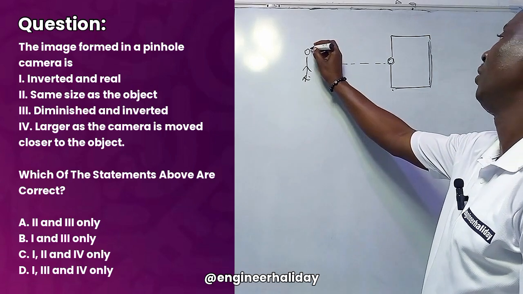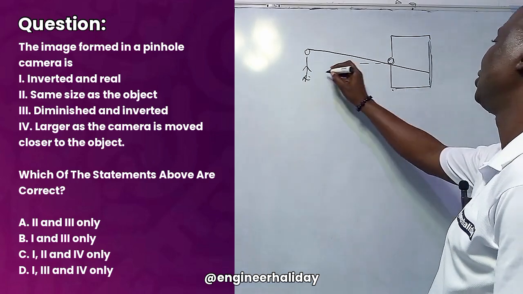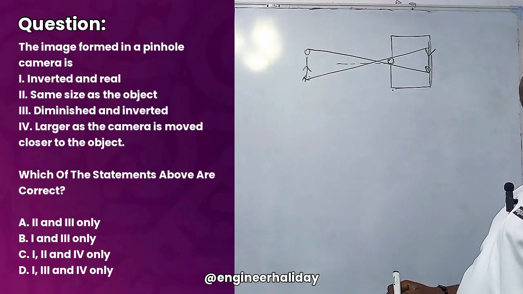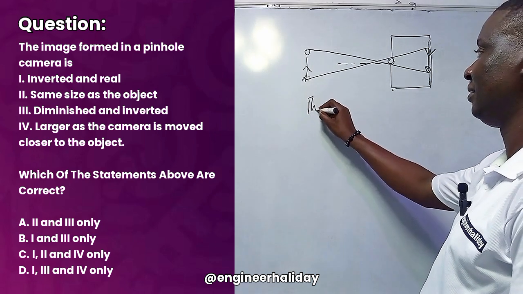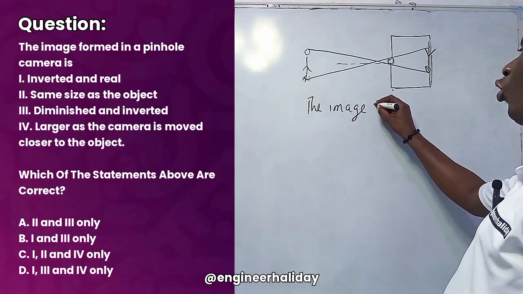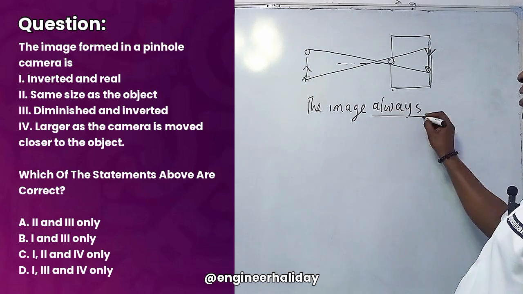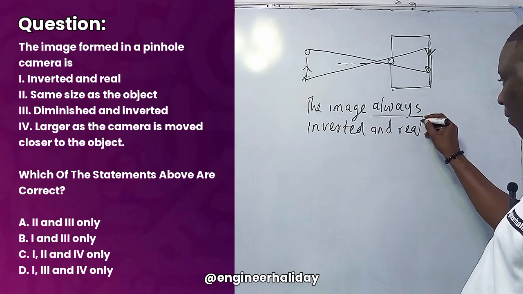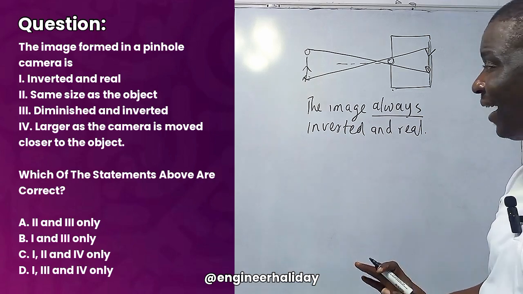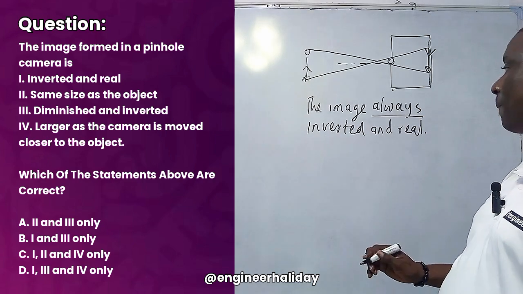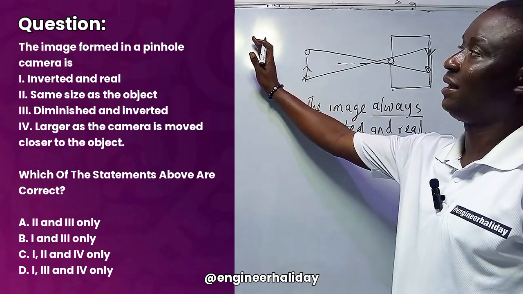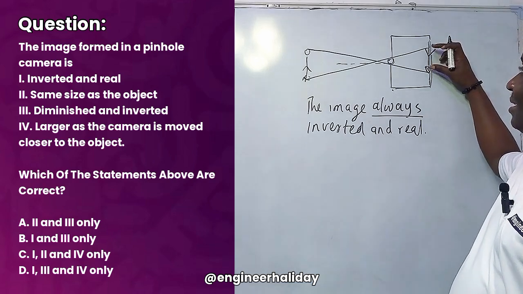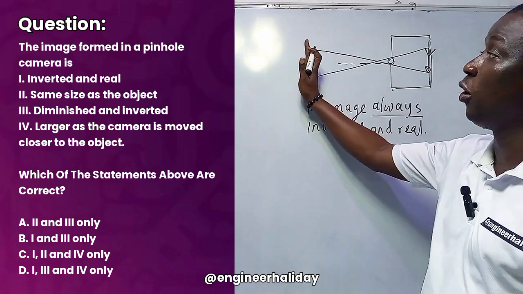Now, in this case, if you draw the image, what will happen is that the image is inverted. The image is always, please take note, underline the word always, inverted and real. That is the number 1 point you must note. Inverted and real. Now, as you move the body far, don't forget, the image becomes smaller. The image becomes smaller as you move your object far.